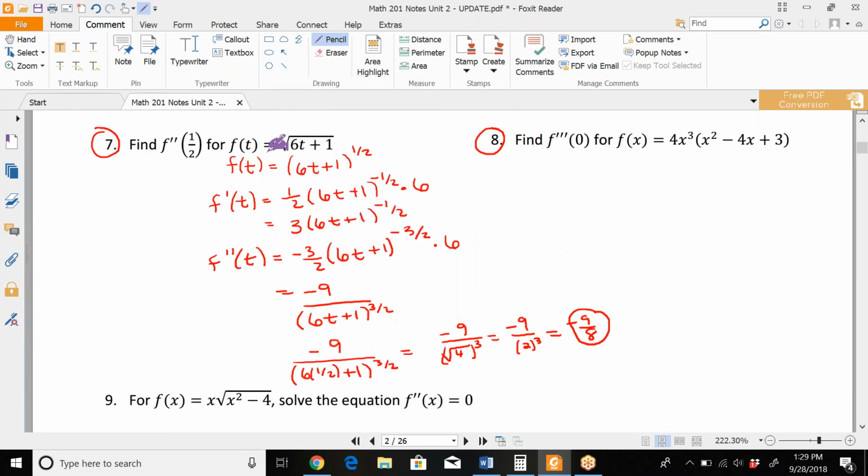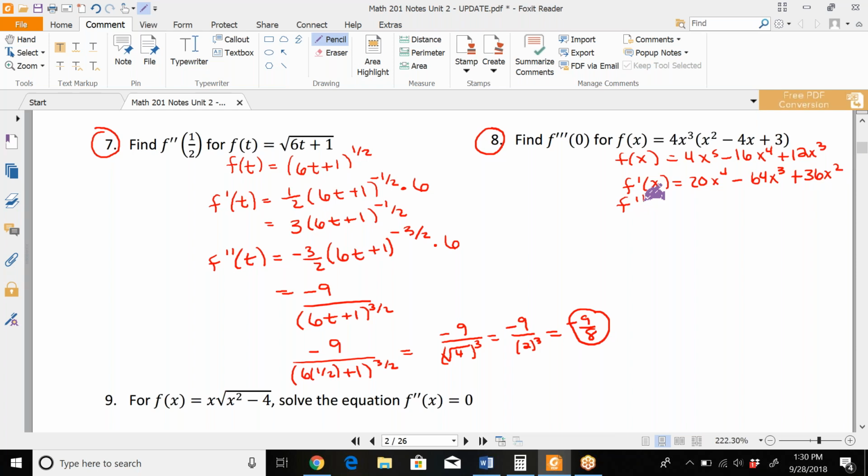We're taking a triple derivative of f and then plugging in 0. I would not use the product rule here if you don't have to, because this can be distributed pretty easily. So that's 4x to the 5th minus 16x to the 4th plus 12x cubed. So if we take the first derivative of that, that would be 20x to the 4th minus 64x to the 3rd plus 36x squared.